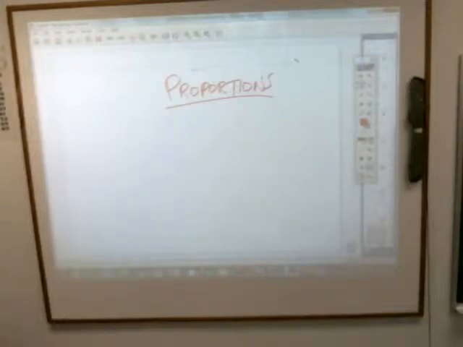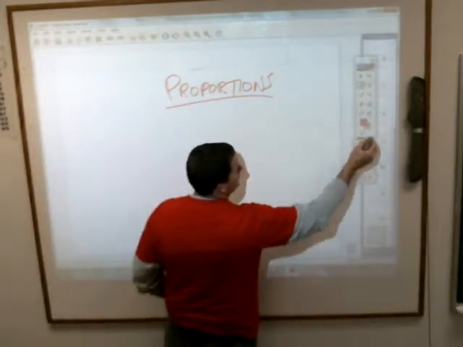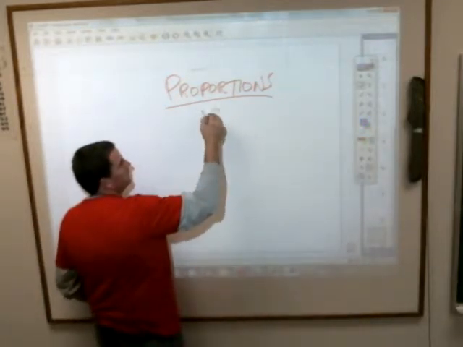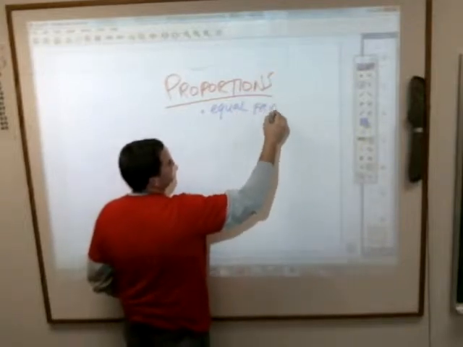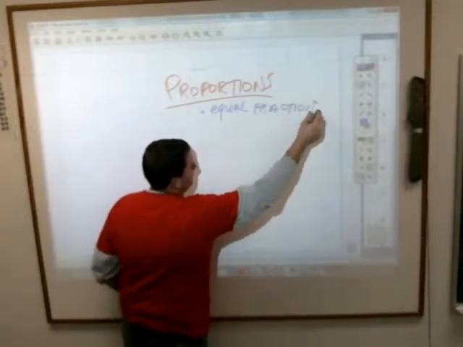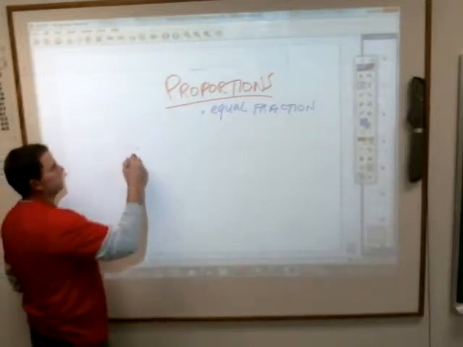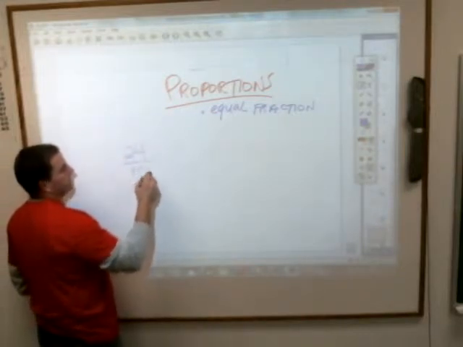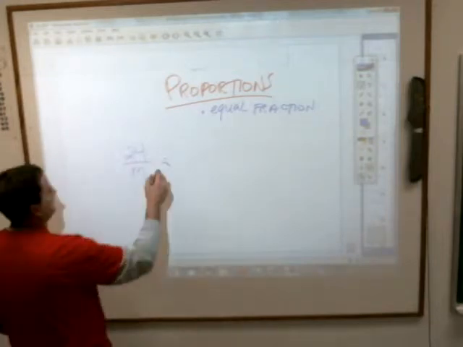And they start you off easy here. So here we go. Proportions are nothing more than equal fractions. And they are going to give you stuff that you've already done and will continue to do, something like this. 24 over m equals 8 over 5.